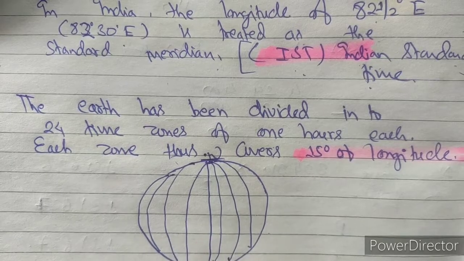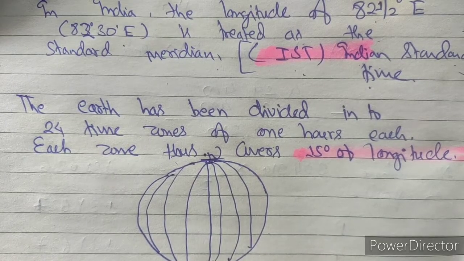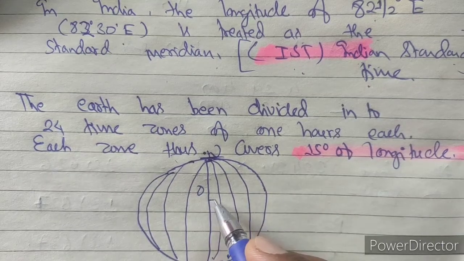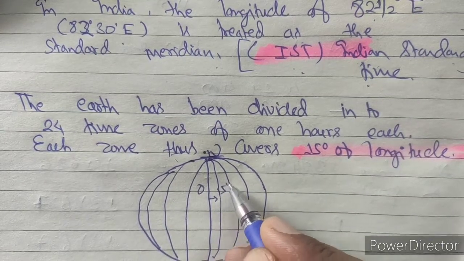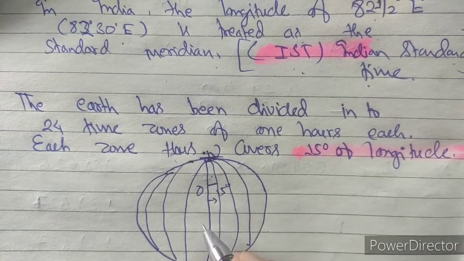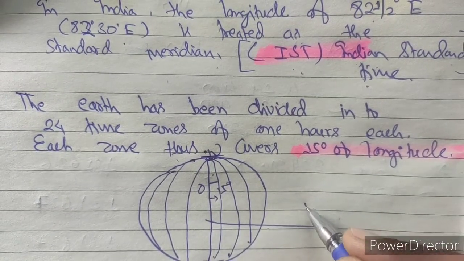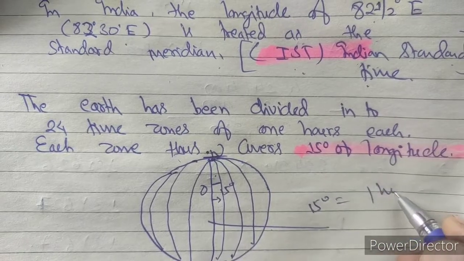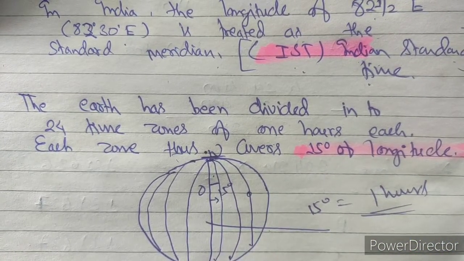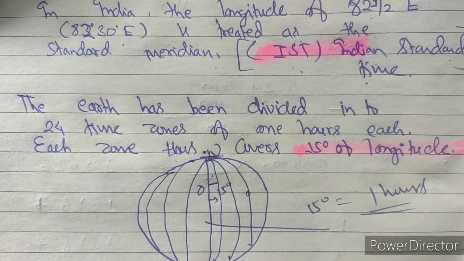This is the standard Greenwich line, the center line, which is the 0 degree line. Then with each 15 degrees there is a line, and this includes 1 hour of time gap. Each 15 degrees, 1 hour. So India lies over here. In this way the whole time zone of the world is divided.